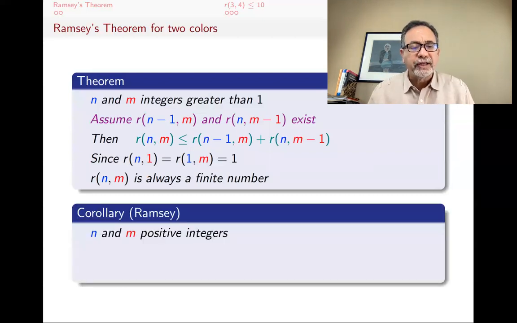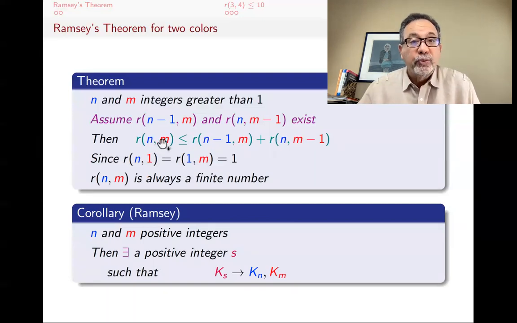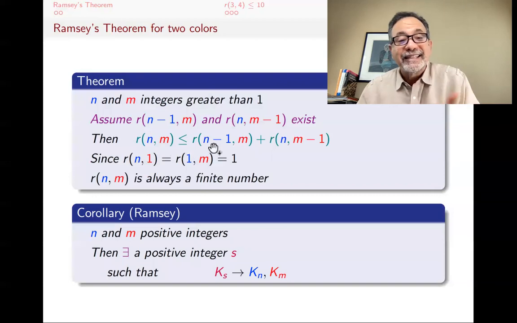And so a corollary of this will be Ramsey's theorem: if n and m are positive integers, then there is a positive integer s such that Ks arrows Kn, Km. Why? Well, because that s will be Rnm, it will work, and that Rnm is less than these previous ones.